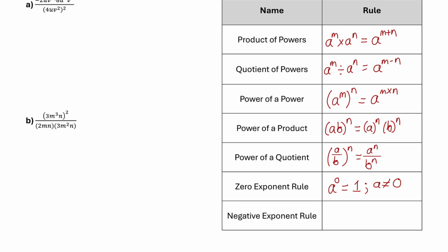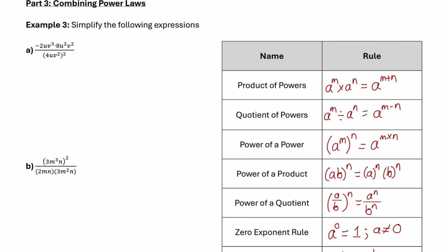And then the negative exponent rule, which we haven't worked with much yet, but we will do a lot with next lesson, would tell us that a to the power of negative n would be equal to the reciprocal of that power raised to the positive exponent. So 1 over a to the power of positive n. And now let's use a bunch of these rules to do example 3, where we have 2 expressions to simplify.